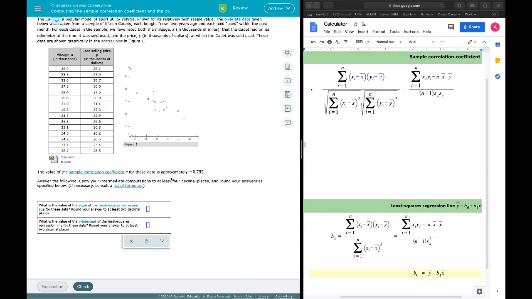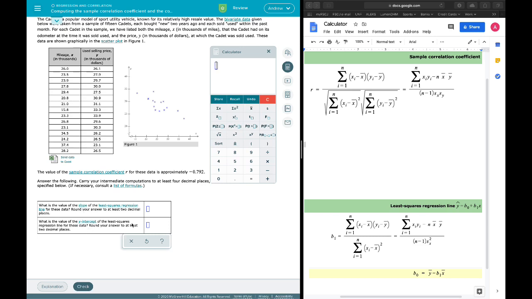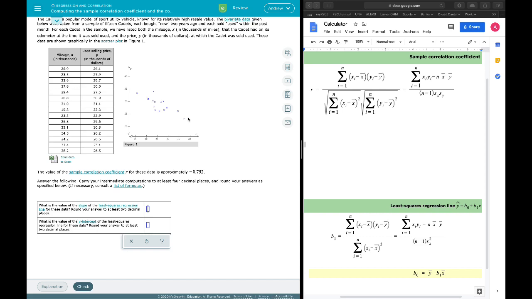R for this data is approximately negative 0.792. So they give us the R, which is nice. Okay, so it's negative. That goes along with our slope being negative right here. So this guy's a downward track from left to right. So we know our slope is going to be negative. So I'm guessing we have to find, yes, the slope right here and the y-intercept. So when we find the slope, there's a good check right there. So since our graph goes down, we know we're going to have a negative R and a negative slope.